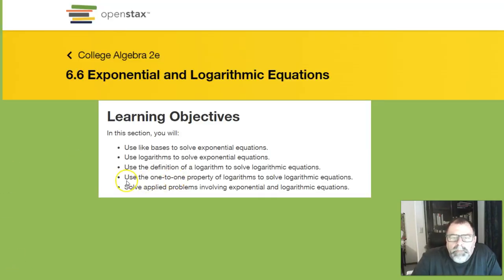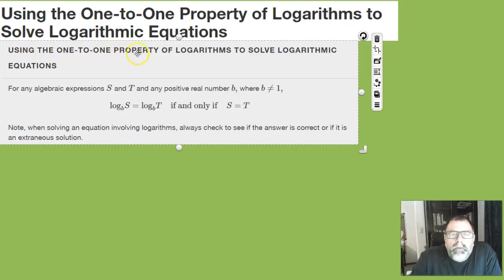Okay, the next learning objective, use the one-to-one property of logarithms to solve logarithmic equations. Okay, so using the one-to-one property of logarithms to solve logarithmic equations, for any algebraic expressions s and t and any positive real number b, where b is not equal to 1, log base b of s equals log base b of t, if and only if s equals t. Note, when solving an equation involving logarithms, always check to see if the answer is correct or if it's an extraneous solution.